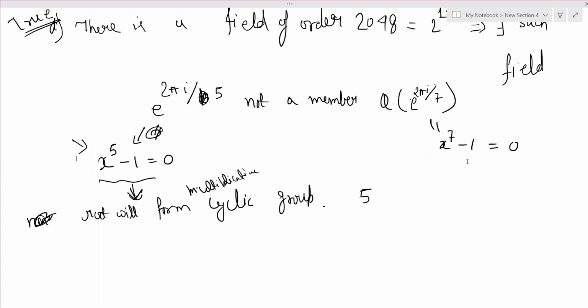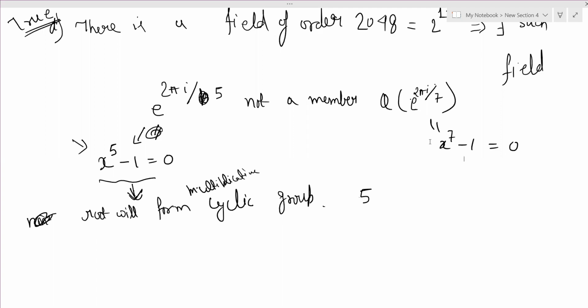Okay. So basically the idea is this forms a multiplicative cyclic group of order 5. This forms a multiplicative cyclic group of order 7, right? Yes. So now you are saying this does not have a common member, right? Yes, this is not a member of that one. So how will you argue?